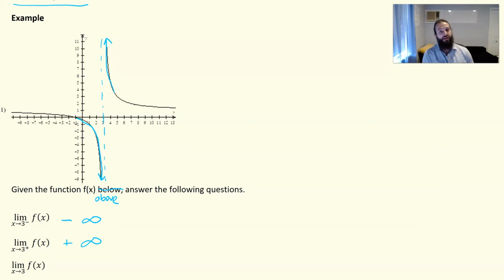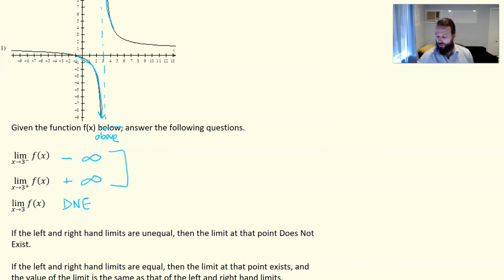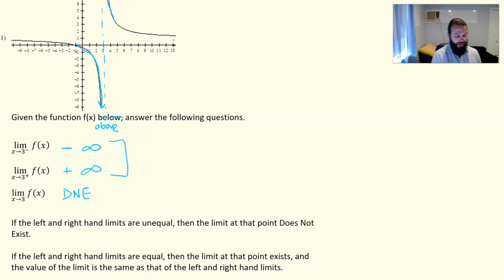Now the question is then, which side takes precedence if we are being asked for the limit as x approaches 3? The answer to that is neither. If the two values don't match, then we could say, as we did in the last section, that this limit simply does not exist. So put simply, if the left and right-hand limits are unequal, then the limit at that point does not exist.